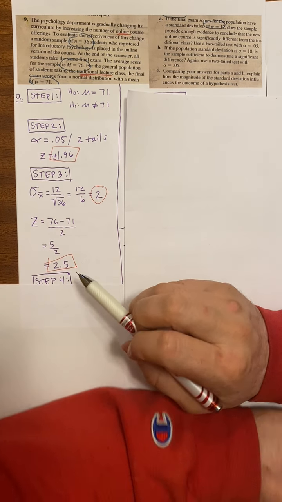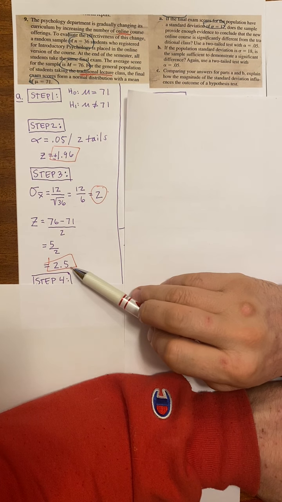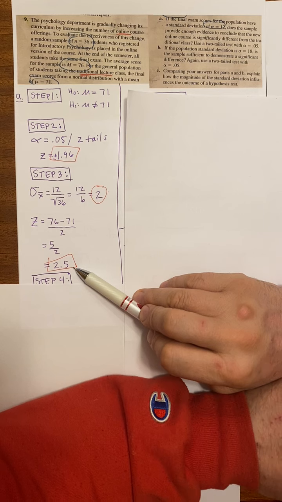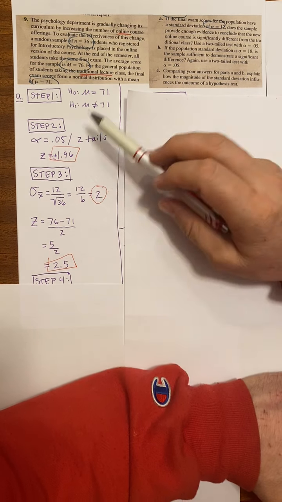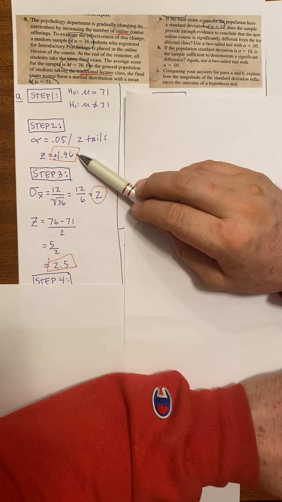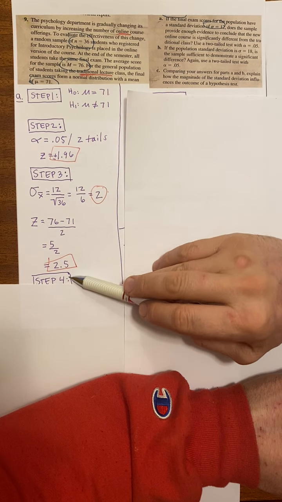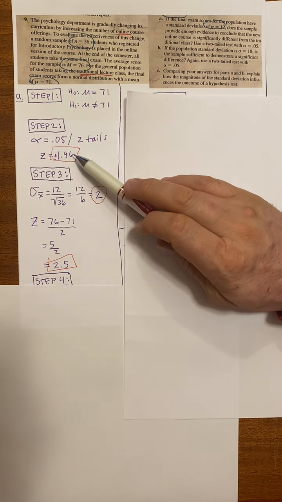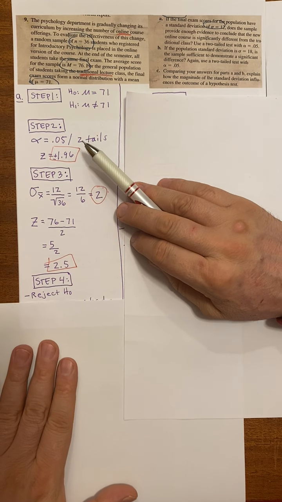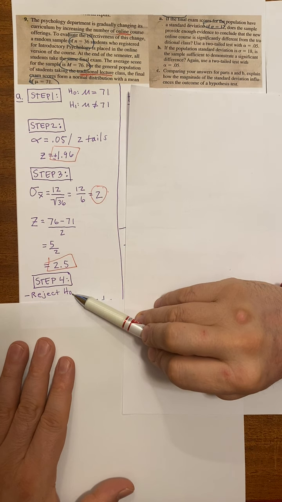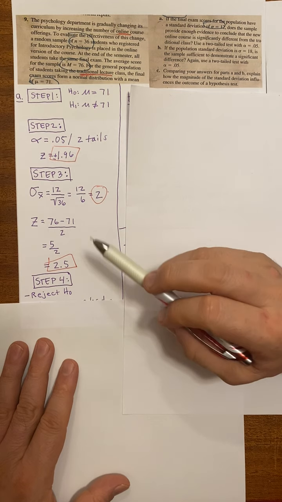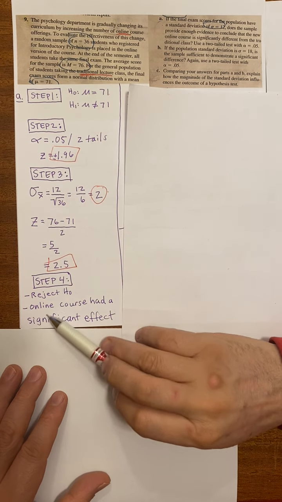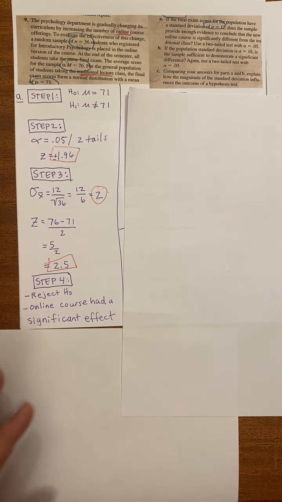The basis of the decision is: is this z that we calculated greater than the z in our step 2? Here, we're saying that it is. 2.5 is a larger number than 1.96. What does that mean? That means that we reject the null hypothesis, and we say that the online course had a significant effect.